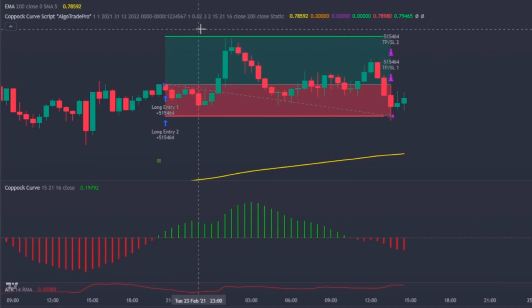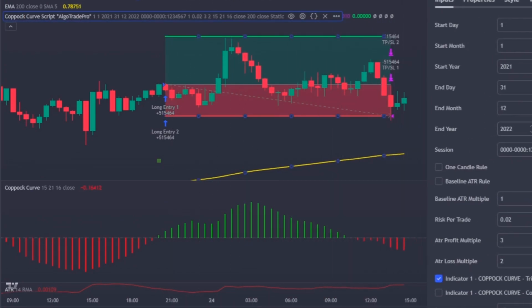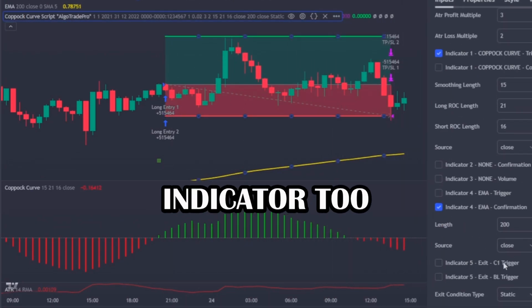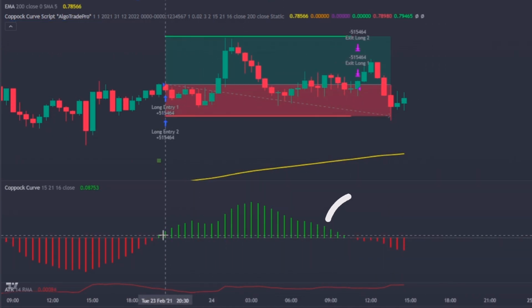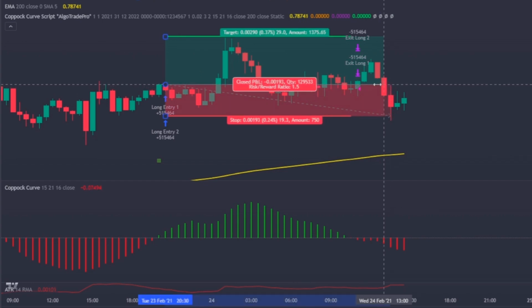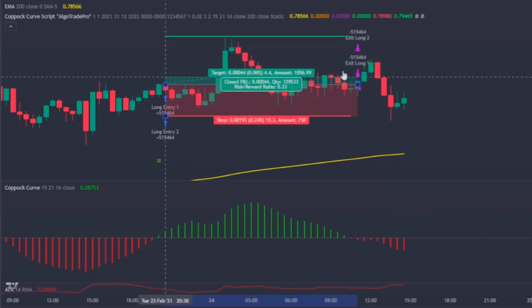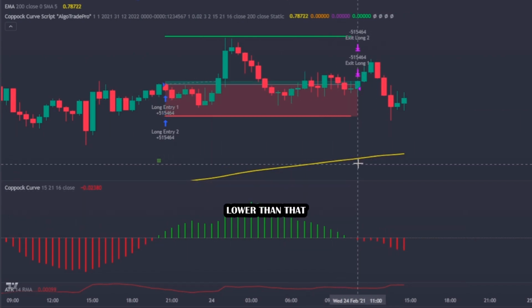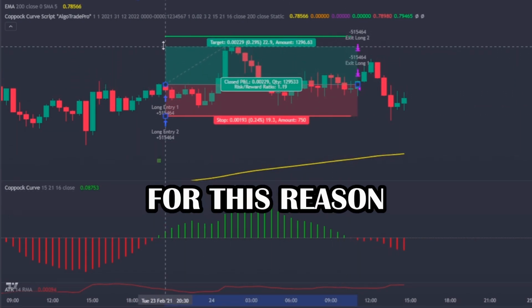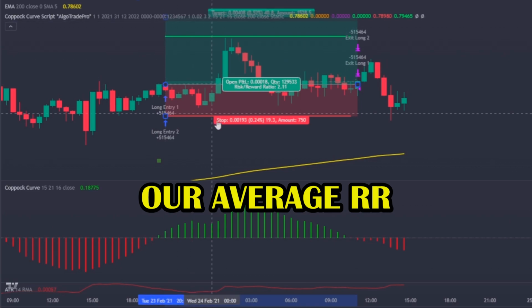Another important function of this backtesting bot is that it uses the Coppock curve as an exit indicator too. That is, if the Coppock curve gives an opposite signal during an open trade, the bot will close the position. In this way, the average loss of this strategy will not be 2%, but a value lower than that, increasing, for this reason, our average risk-to-reward ratio.